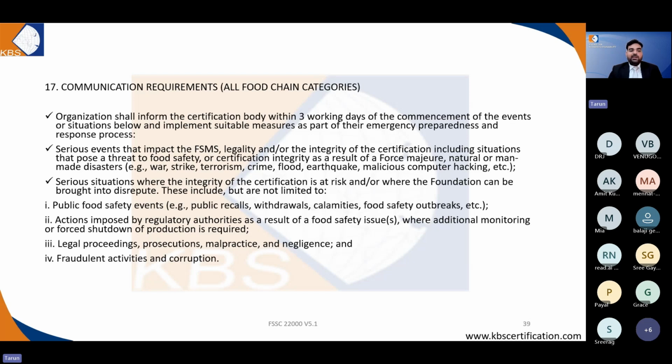Okay. Then any public safety event, any public related issues that happen to your product, any kind of legal issues that happen to your company, maybe your product is safe, but maybe the government has put some legal controls on your company. In these types of situations, you must communicate with the FSSC organization. This is the communication here. This communication is not only how you are communicating with your customer and your supplier. This is the communication between FSSC and the organization that is certified for FSSC.